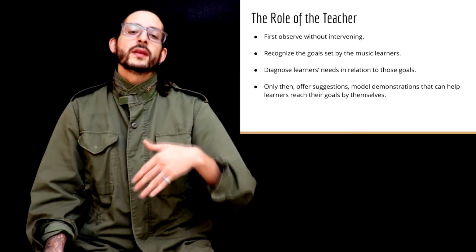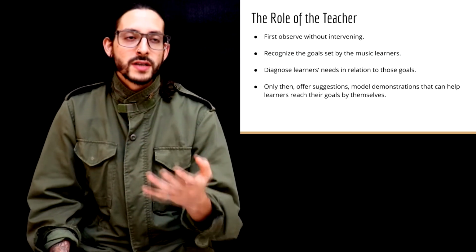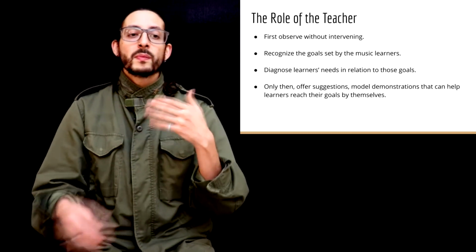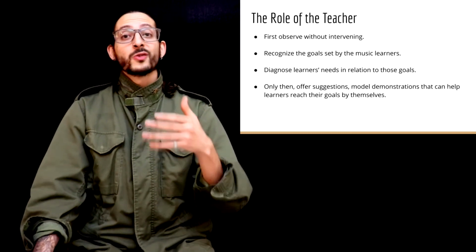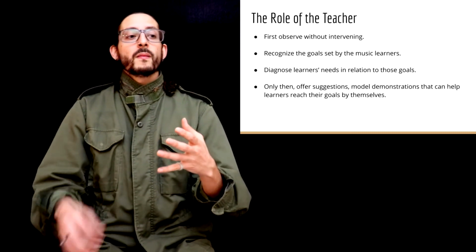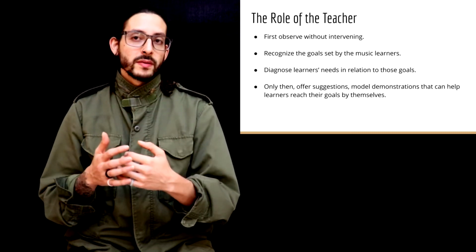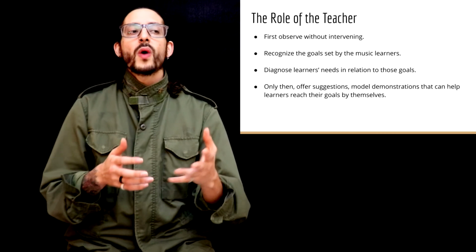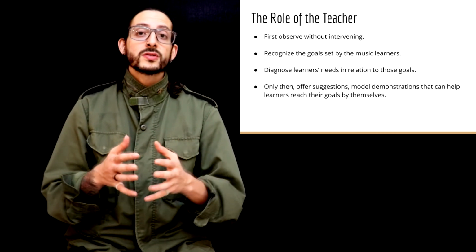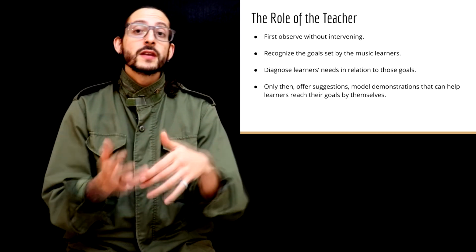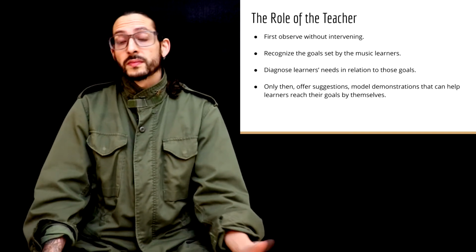Once the educator has a clear idea of what the music learners' goals are, what they set up for themselves, then is when the music educator can offer suggestions and start helping, maybe by modeling, by doing some demonstrations, because now it's clearer, because they have expressed what their needs and goals are. So then we can help them achieve those goals on their own.